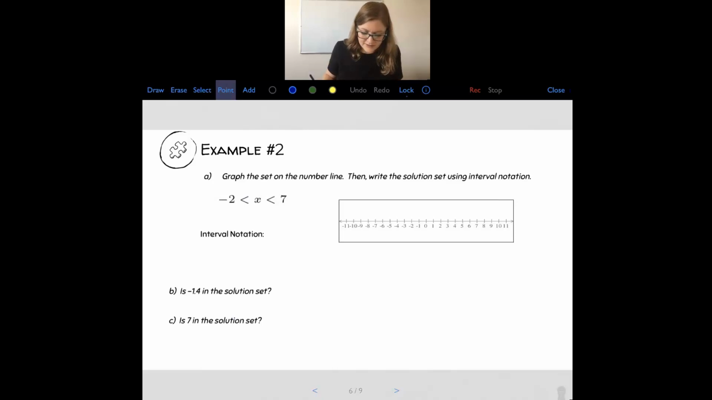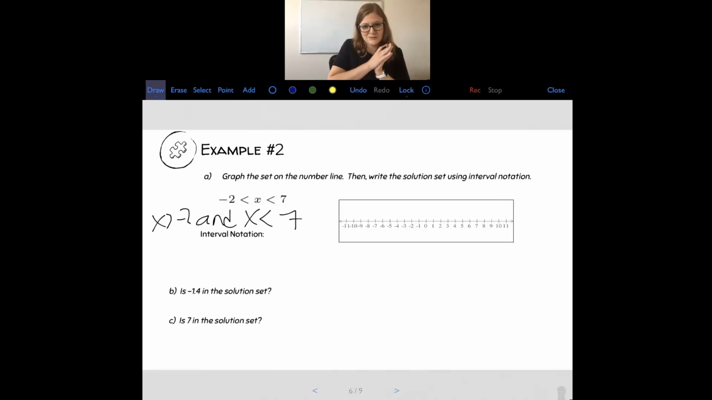Graph the set on the number line, the solution set, then write the solution set using interval notation. So this one is technically a compound inequality. You don't see the word and, but x is sandwiched in between two values. And the way that this reads is -2 is less than x, which is less than 7, or x is greater than -2 and less than 7. Okay, so let me write that down. Actually, let me write it using inequalities. X greater than -2 and x less than 7 is another way that you might see this, okay? But x sandwiched in between means and.